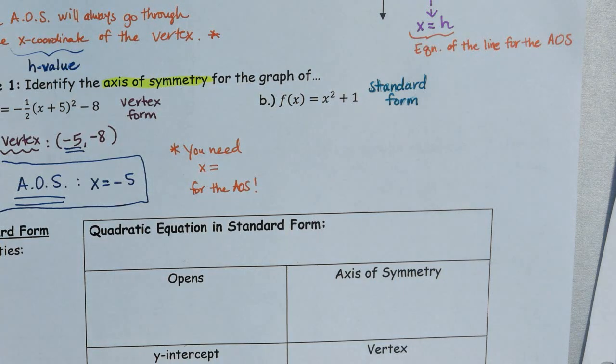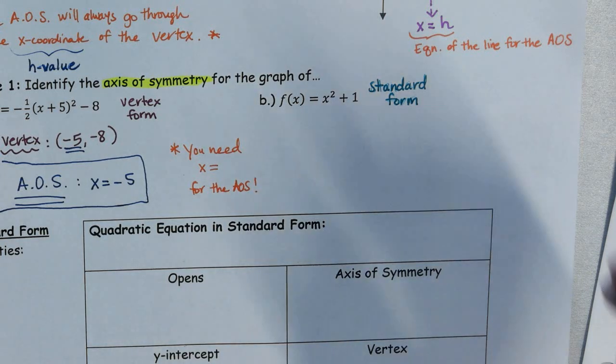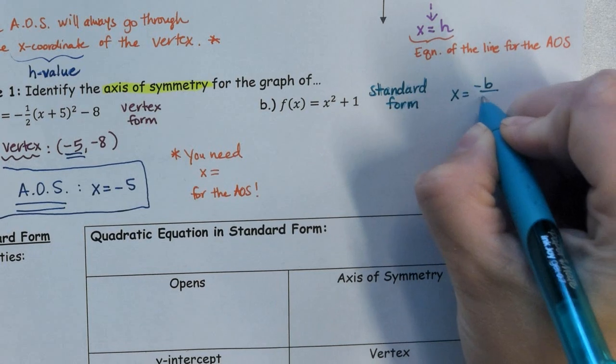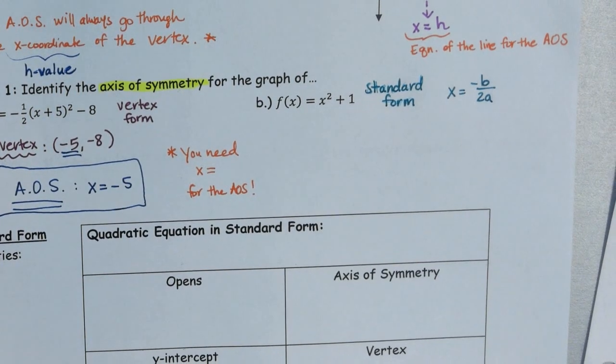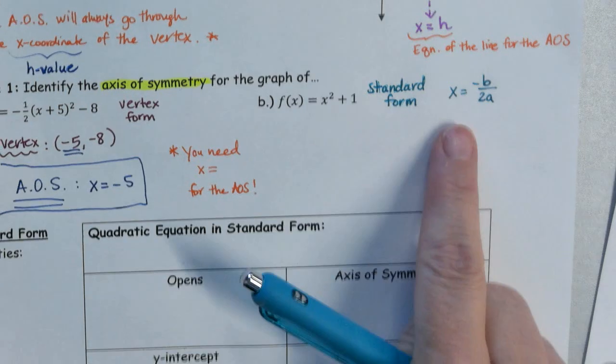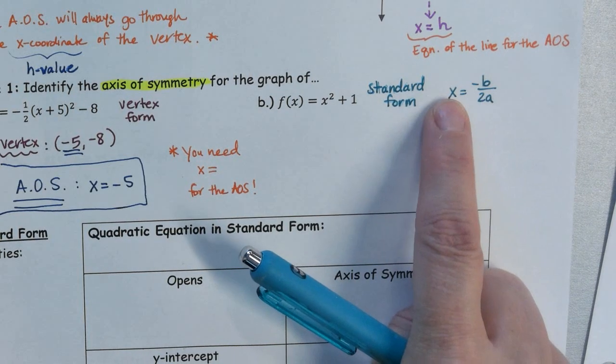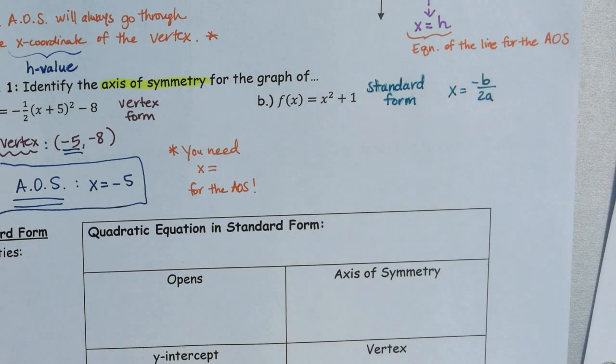You do the opposite of b over 2. Great. Okay, so remember you do x equals the opposite of b over 2a. Now is it ringing a bell? Now you guys are going, oh yeah. Okay, so this is how you find the x-coordinate of the vertex. This is how you find the axis of symmetry. And look, it even has the x equals.